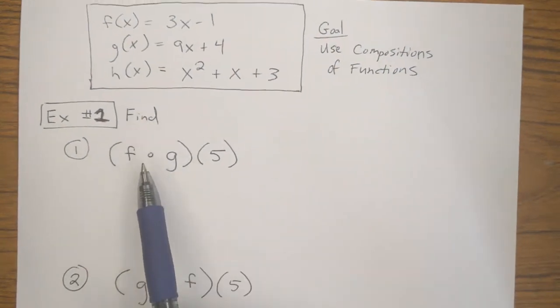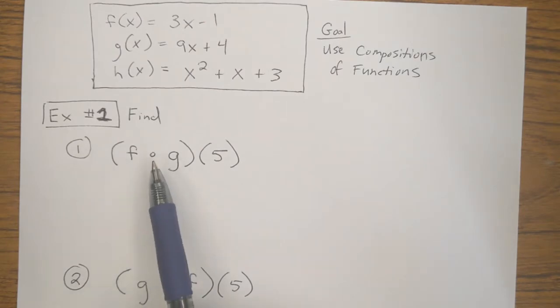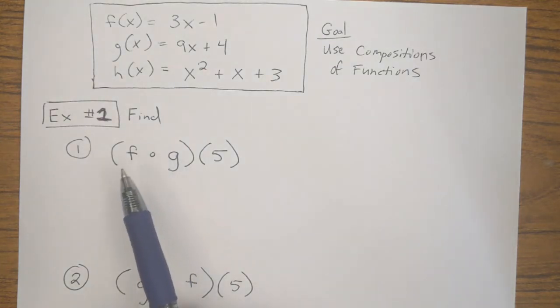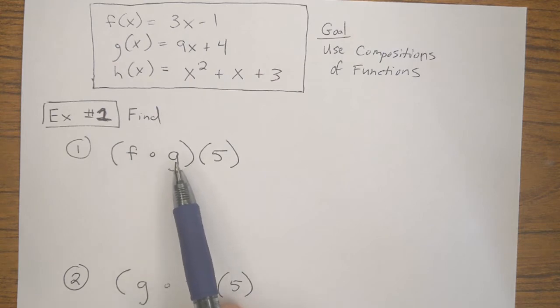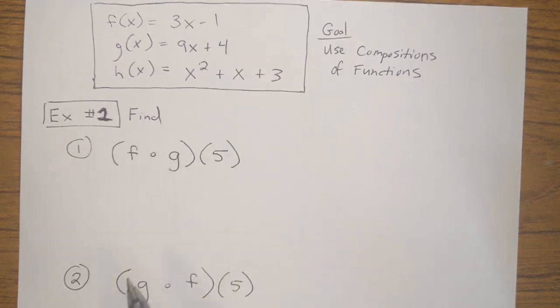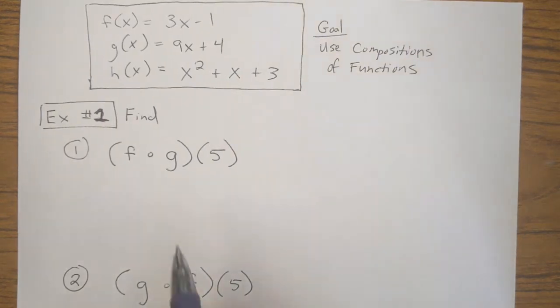So, example number one, find f, and then there's this circle. I'm kind of looking at that. Is that an O? Is that a degree sign? What in the world is that? It's actually a circle. F circle G of 5. What in the world is this circle? You know, this whole unit's about notations and symbols. Well, here's a symbol that may not be familiar to you.